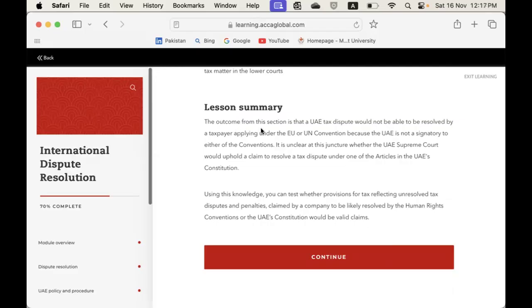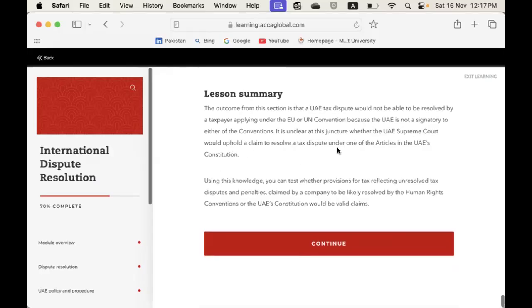Lesson summary: the outcome from this section is that a UAE tax dispute would not be able to be resolved by a taxpayer applying under the EU or UN conventions, because the UAE is not a signatory to either of the conventions. So it should be remembered that neither the European Union nor the United Nations human rights conventions have been signed by the UAE. It is unclear at this juncture whether the UAE Supreme Court would uphold a claim to resolve a tax dispute under one of the articles in the UAE Constitution.